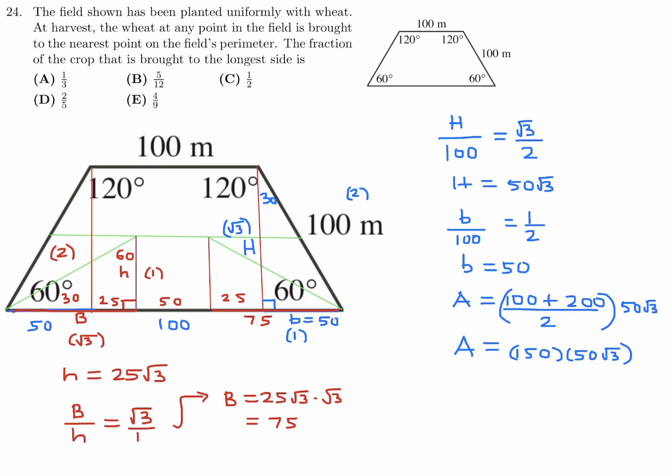Now we just have to figure out the area of our special region. I'll just call it R for region. Again, top plus the bottom, so the top is 50, plus the bottom, which is the same as the previous shape, interestingly, 200, and then divide by 2, and then multiply by the height. In this case, it's 25 root 3.